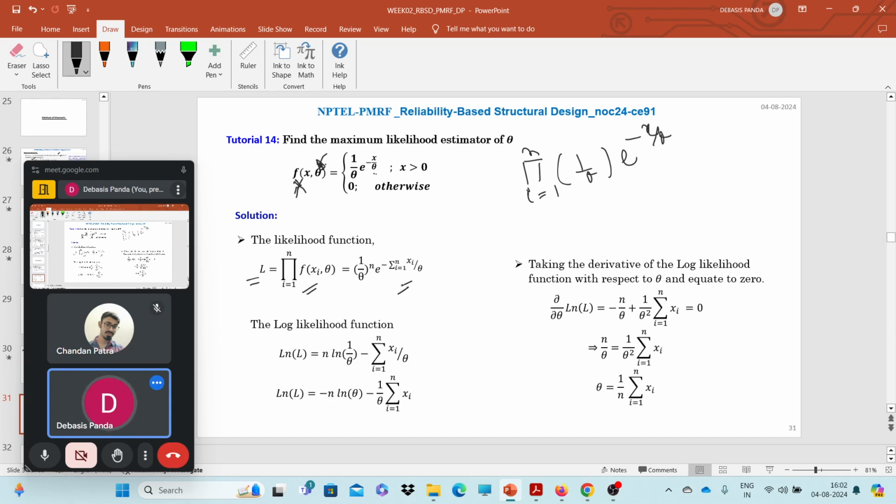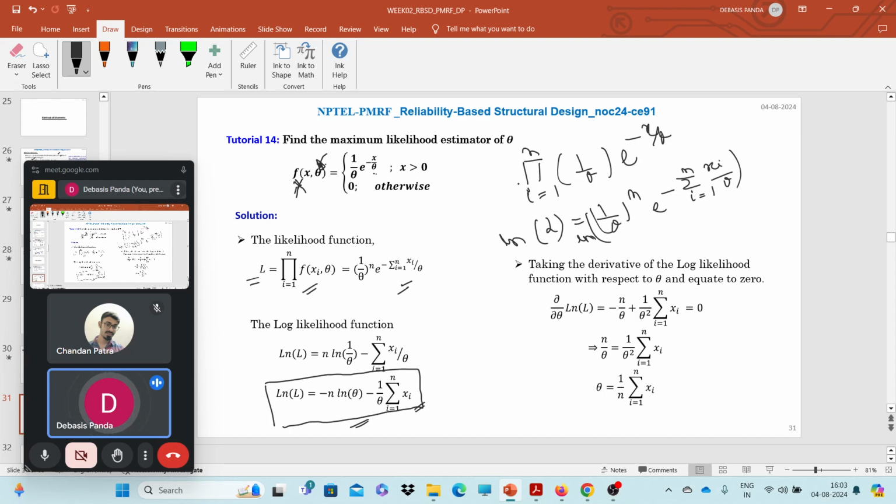Now what will be the log likelihood function? You just need to take log on both sides. So your likelihood function comes as 1 by theta to the power n, e to the power minus summation of i equals 1 to n xi by theta. Now if I want to calculate the log likelihood function of this, what do we need to do? Just take log on both sides. So what will that give you? If you take the log on both sides and simplify it, you find the expression minus n ln of theta minus 1 by theta summation of xi. So this is your log likelihood function.